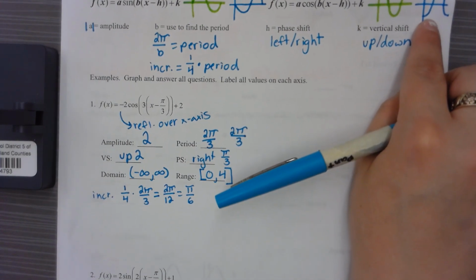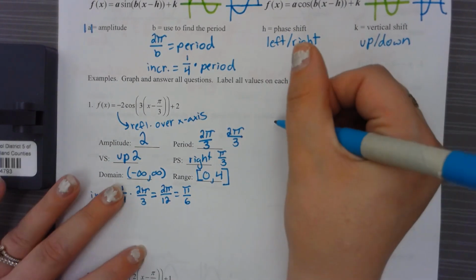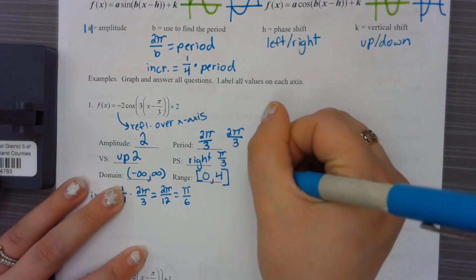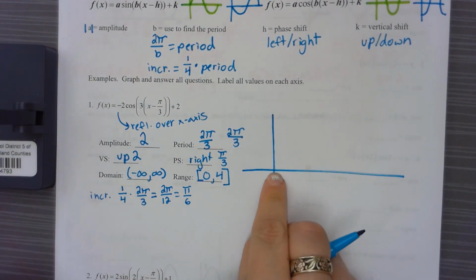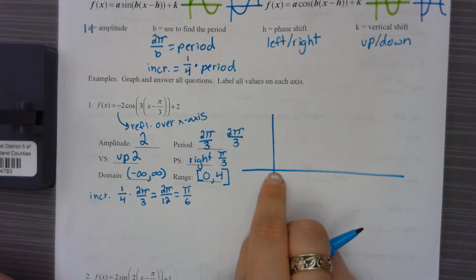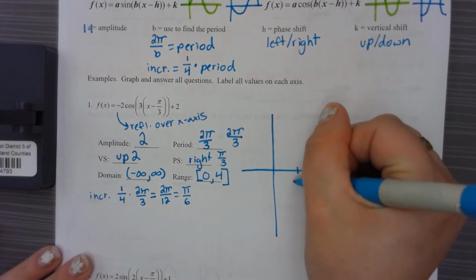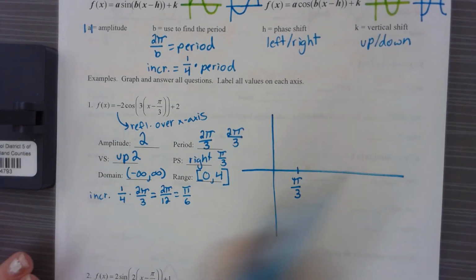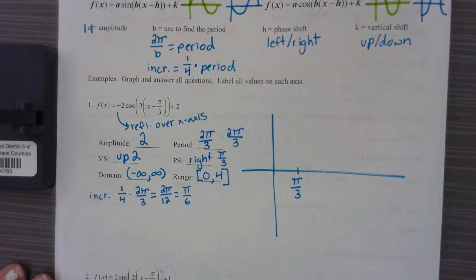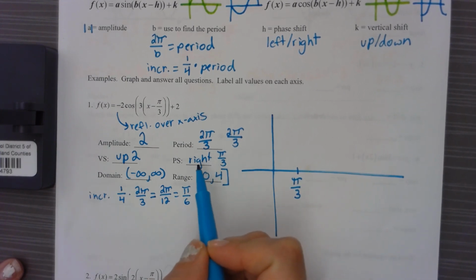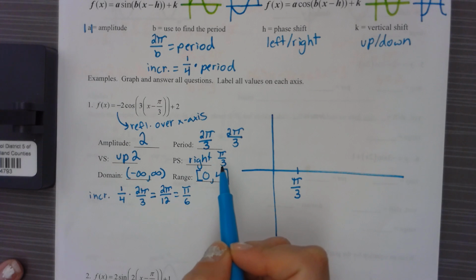Okay. So when we're doing a graph with a phase shift, normally I would start at 0, correct? Yes? But because I'm shifting to the right pi over 3, my first value is actually going to happen at pi over 3. Okay? And from there, I'm going to do 4 increments of pi over 6. Does that make sense? Pi over 3? Because I shifted to the right pi over 3? Yeah.